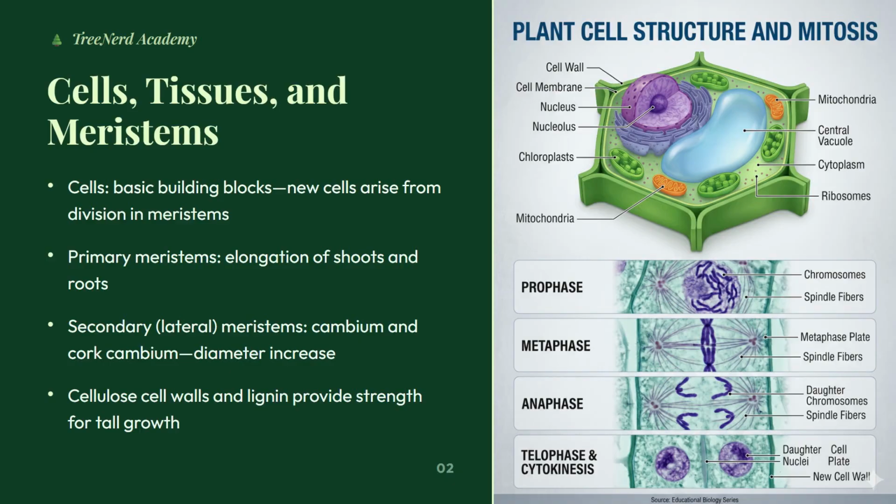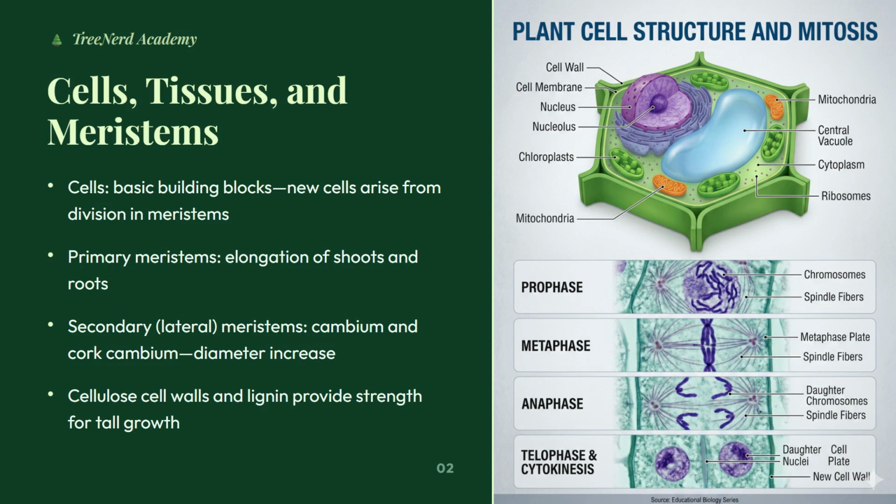Let's start at the very beginning, at the cellular level. All living organisms share a basic organizational theme based on cells, tissues, and organs. Cells are the basic building blocks of structure in trees. New cells arise from the division of existing cells, a process called mitosis. In trees, this cell division occurs in specialized zones called meristems.